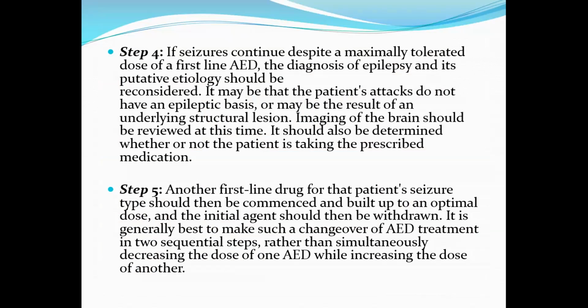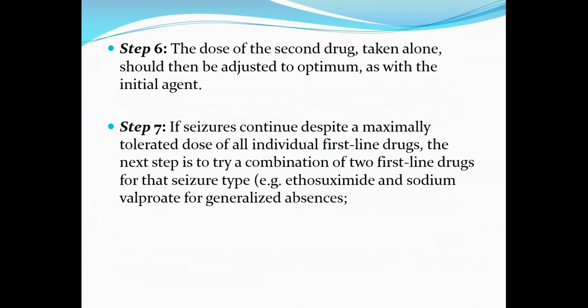So the next step which we need to consider is that if the seizures continue despite a maximally tolerated dose of the first line AED, the diagnosis and the etiology should be reconsidered. It may be that the patient's attacks don't have an epileptic basis, or maybe the patient is not taking the prescribed medications. Step 5, another first line drug for that patient's seizure type should be commenced and built up to an optimum dose, and the initial agent should then be withdrawn. Step 6, the dose of the second drug taken alone should then be adjusted to optimum as with the initial agent.